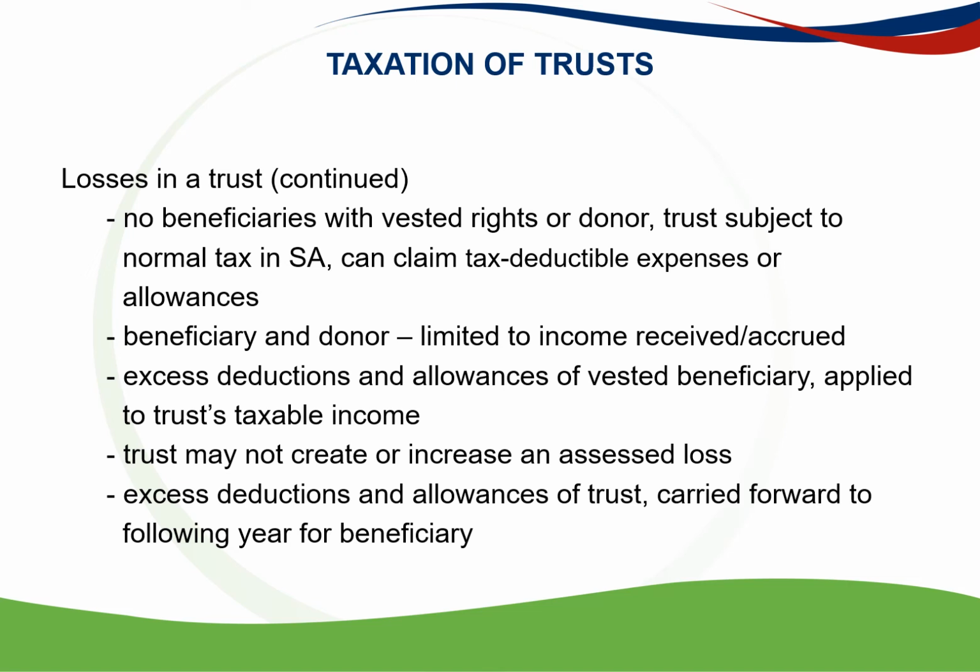So they can't create a loss and claim a loss in their personal names. The excess deductions and allowances of vested beneficiaries and the donor, that can be applied to the trust's taxable income. But the trust may also not create or increase an assessed loss. The excess deductions and allowances of the trust must be carried forward to the following year, which can then again be applied by beneficiaries as deductions or allowances.